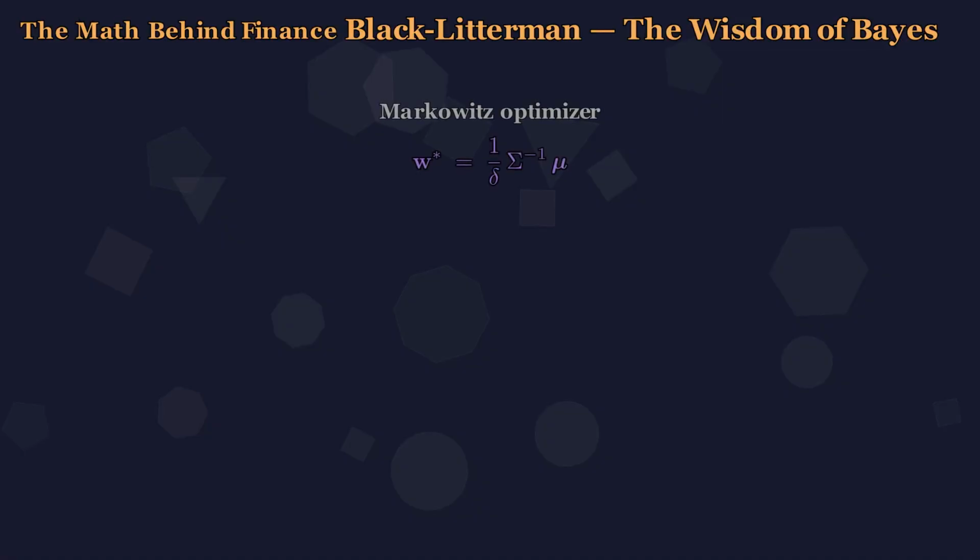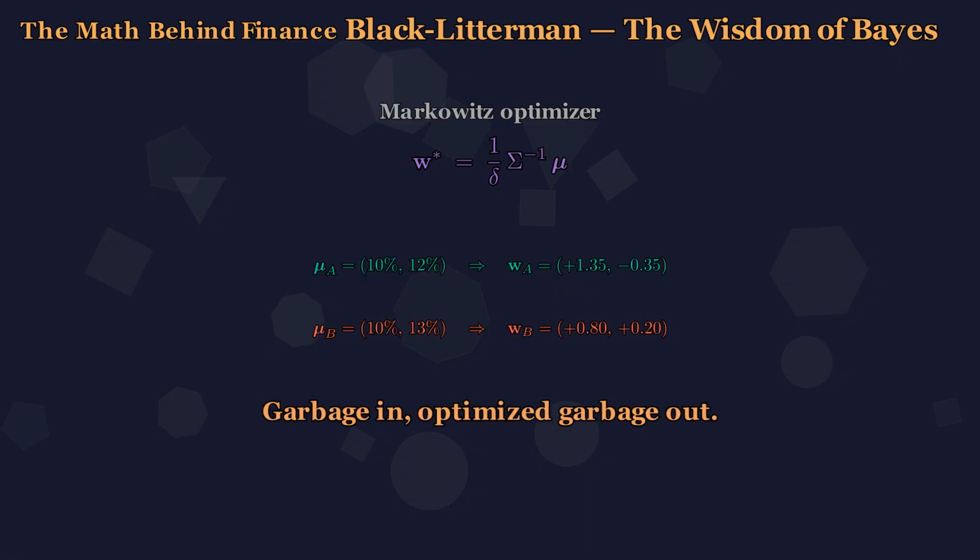The Markowitz machine is mathematically beautiful, but it has one fatal weakness: its inputs. Plug in slightly different expected returns, and the optimal portfolio swings wildly between extremes. Estimation error gets amplified into nonsense. Garbage in, optimized garbage out.